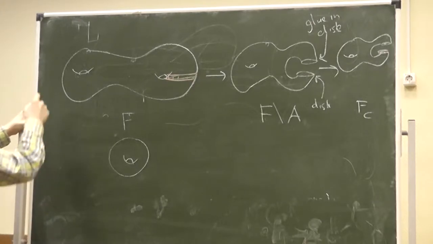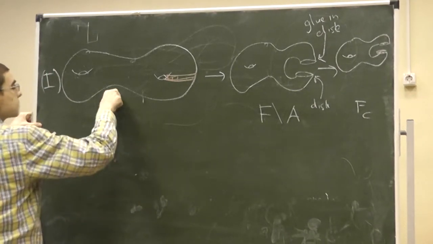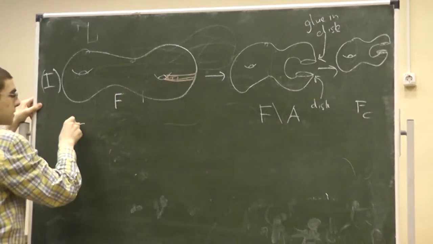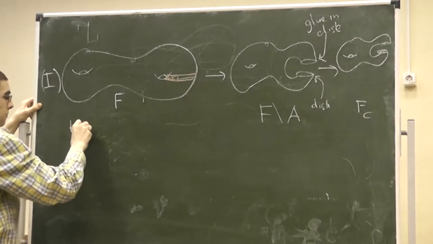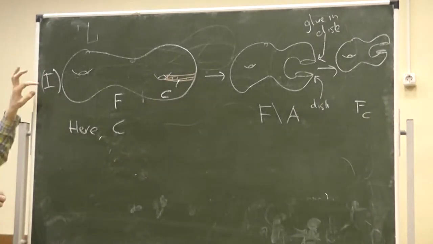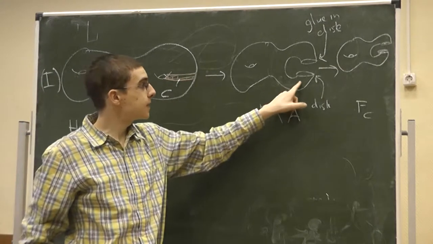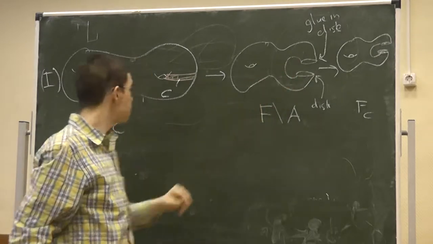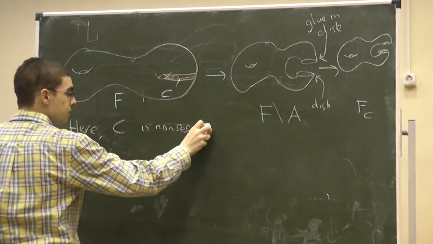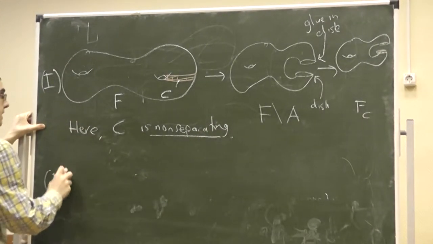And this picture is what we call case one. Label case one, in which C is non-separating on F. If we delete C from F, then the result is still connected. So C is non-separating. Case two is if the curve is separating.